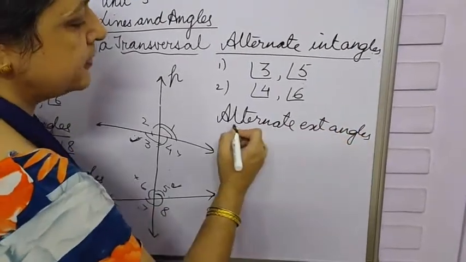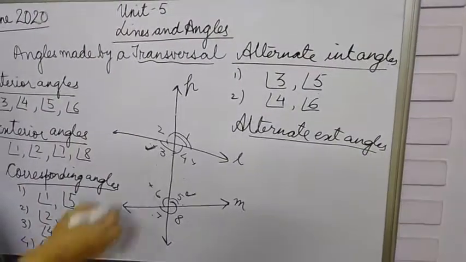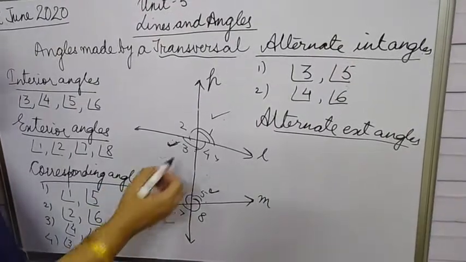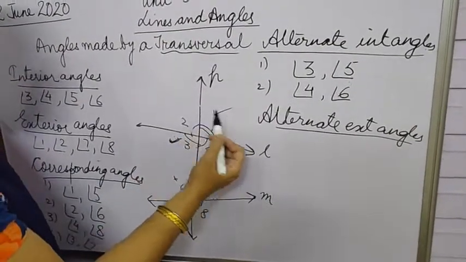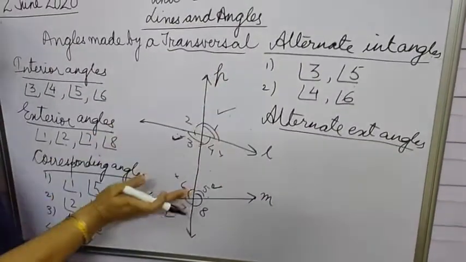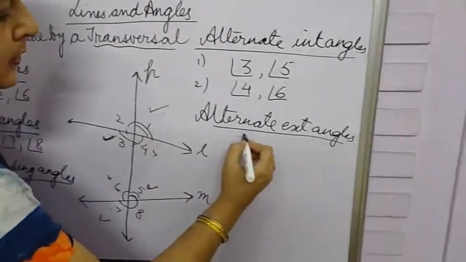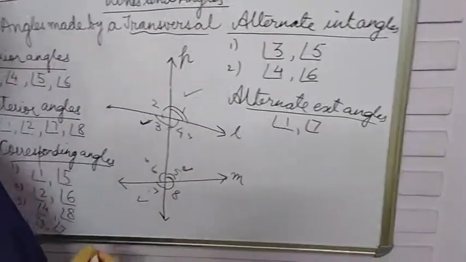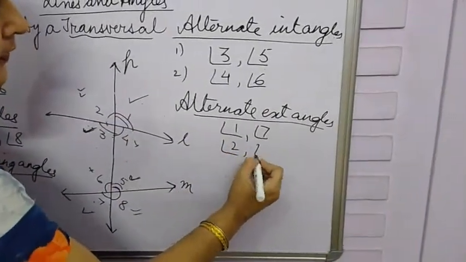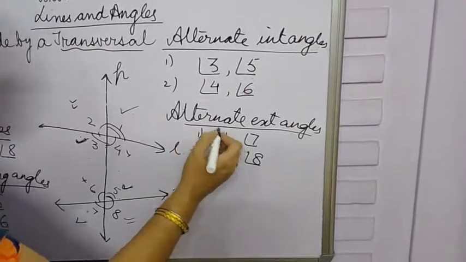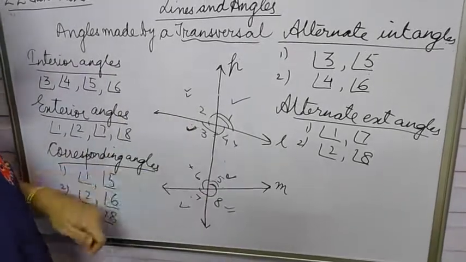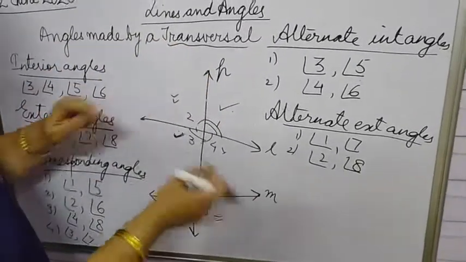Alternate, you already know, different side, different position. Exterior means outside. Means if I consider angle 1, the alternate exterior to this would be angle 7, because angle 1 is on the right side and angle 7 is on the left side. This lies above line L. This lies below line M. So angle 1 and angle 7. Similarly, angle 2 and angle 8. Again, two pairs of alternate exterior angles. Interior 3 and 5, 4 and 6. Exterior 1 and 7, 2 and 8.